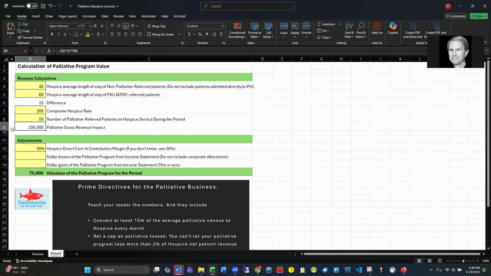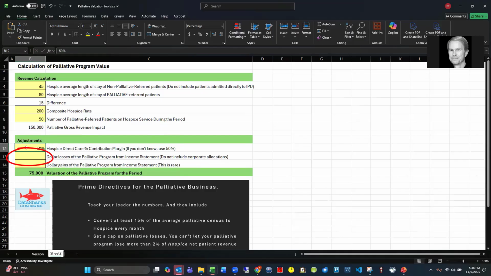Let's adjust that. You have to take care of those patients. You have to pay for their nurses, their other clinicians. You have to pay for the patient relateds. So let's take the hospice direct care percentage contribution margin and put that value right here. The contribution margin goes right there. If you don't know your contribution margin, just put 50%.